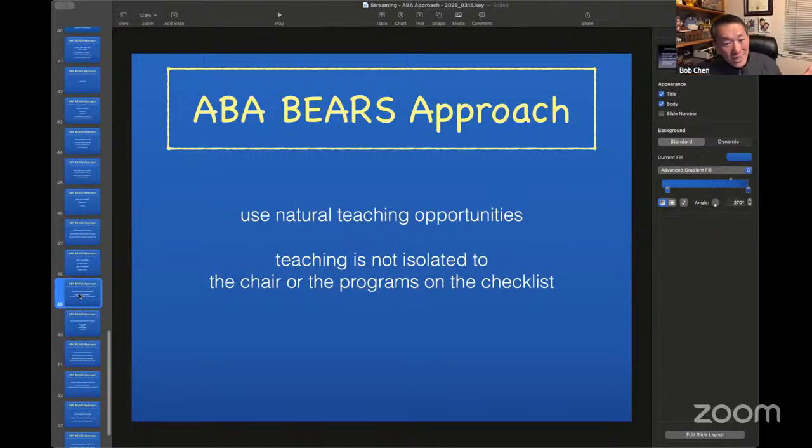Utilize natural teaching opportunities. Teaching is not tied to the table and chair. It's not tied exactly to the programs on the checklist. What you want to do is, when there are natural opportunities for them to do certain things, like an opportunity for them to point to something that they want, I would prompt them to do it correctly. There's an opportunity for them to communicate with me, and I'll prompt them to either answer or to do those things. You use everyday opportunities to teach them the skills that they're going to need.